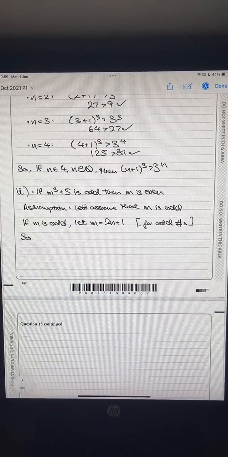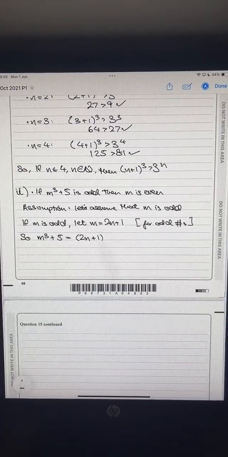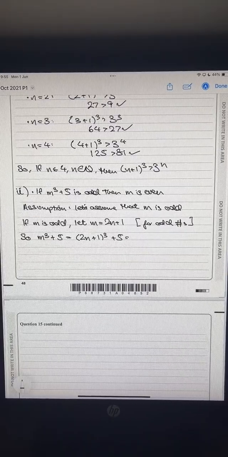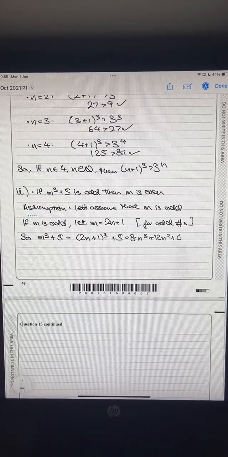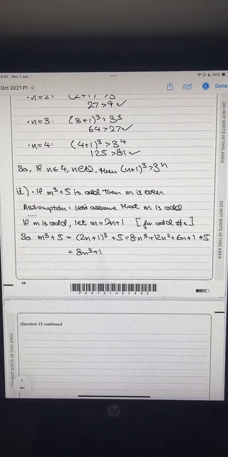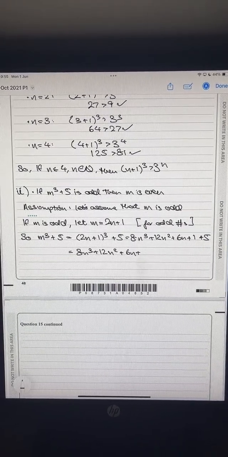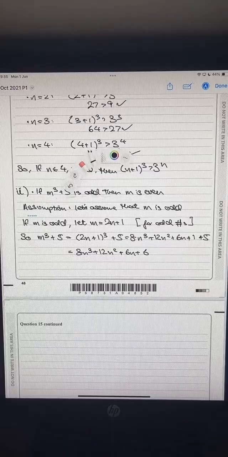So then I have m cubed plus 5 equals 2n plus 1 cubed plus 5, and I'm going to use binomial expansion. So then that's 8n cubed plus 12n squared plus 6n plus 1 plus 5. You can expand the triple brackets however you want. And then if I collect my like terms, I tidy it up: 6n plus 6. And then I need to show a contradiction. In other words, I need to show that m cubed plus 5 is even, not odd. I need to show this is not true.